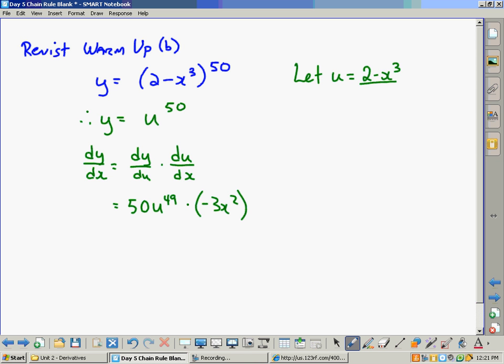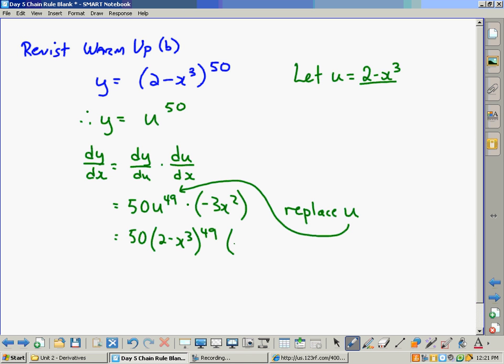Now we can go on and replace u, put it back in to what we know it is. We know that u is actually 2 minus x cubed. And then, of course, our final step, as always, is simplify when it's appropriate. In this case, we multiply the first and last terms. I get negative 150 x squared, 2 minus x cubed, to the 49.